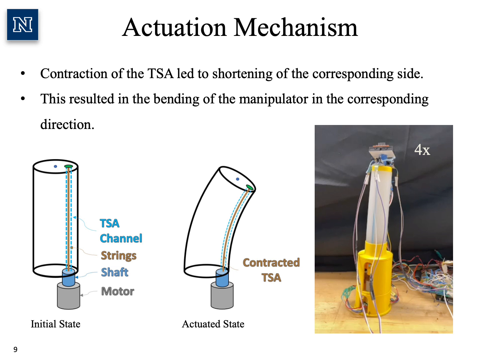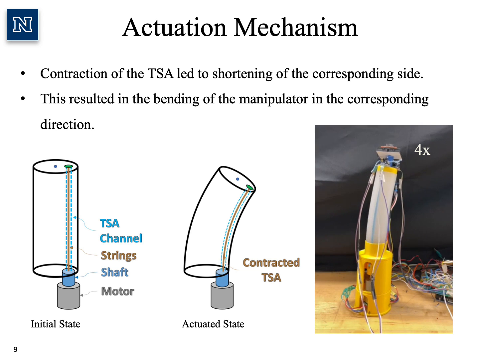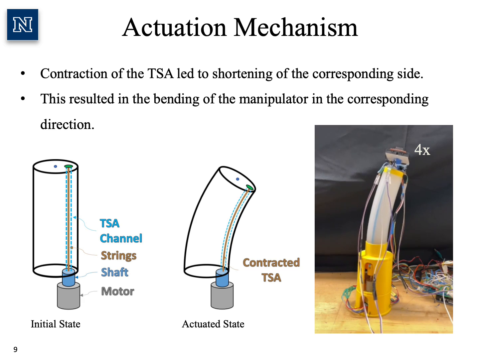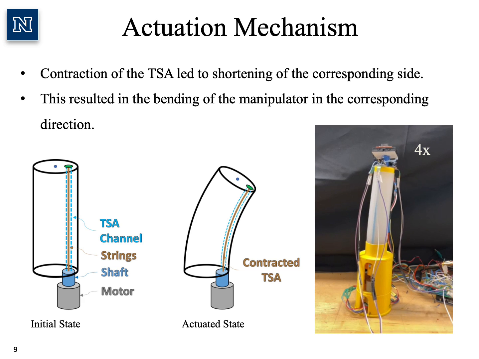Without loss of generality, we describe the actuation mechanism when only one TSA is actuated. The actuation mechanism of the proposed robotic manipulator was as follows. Upon the activation of a TSA, the corresponding side of the manipulator reduces in length due to the contraction of the TSA. Since the soft body is flexible, reduction in one side results in the extension of the length of the opposite side. Due to this phenomenon, the manipulator bends in the direction in which the activated TSA is present. By activating multiple TSAs simultaneously, the manipulator can be bent in different directions.